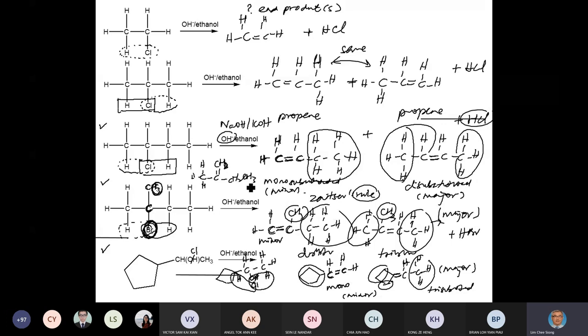So actually this compound appeared already just now. This compound is the same as this one, same as this one. They are the same. So totally there are only two end products instead of three. Why am I so sure? Because the carbon here containing the Br is connected with two CH3, so they are equivalent. So removal of the HCl can represent the two sides, and the same product is obtained.